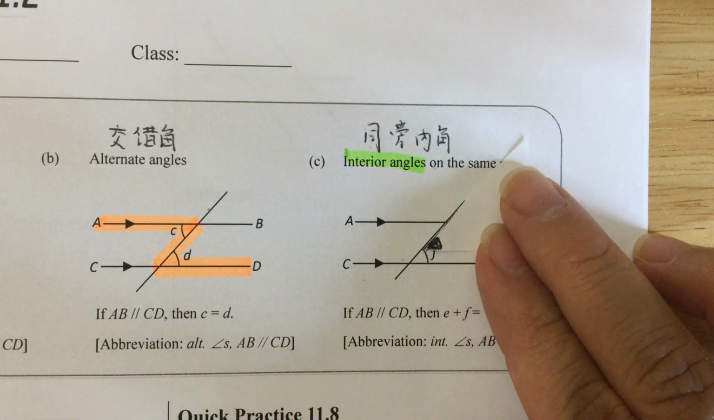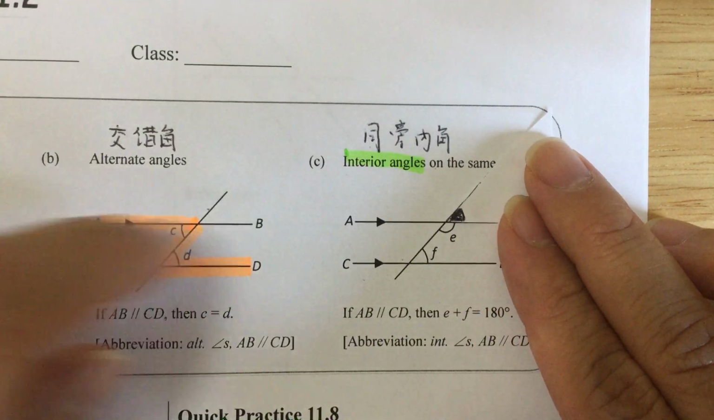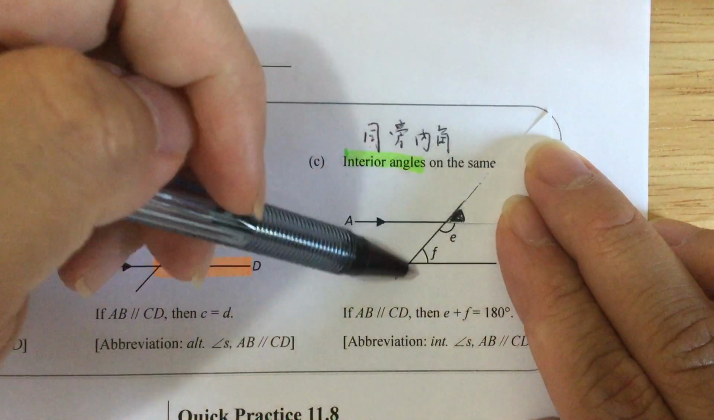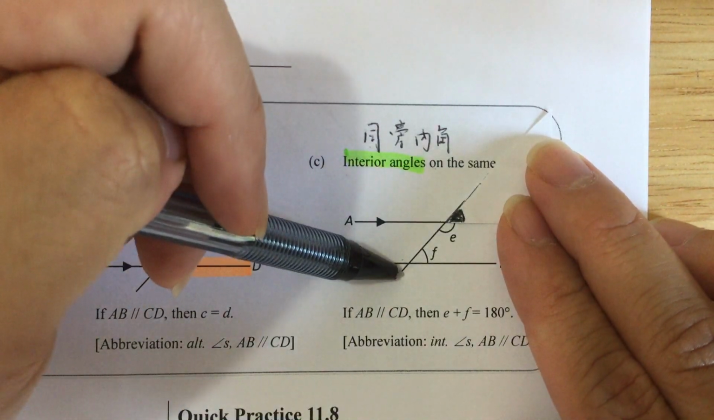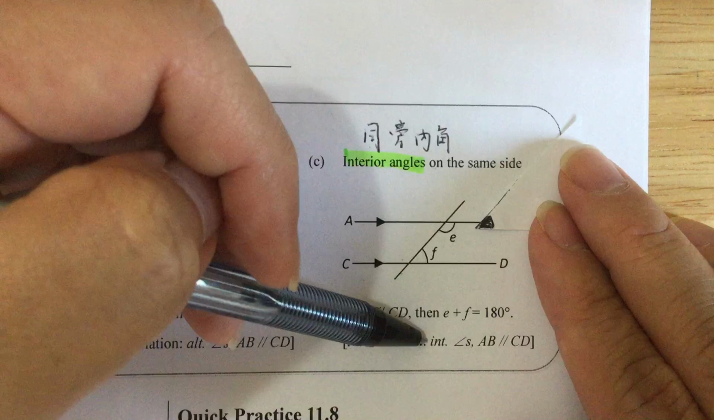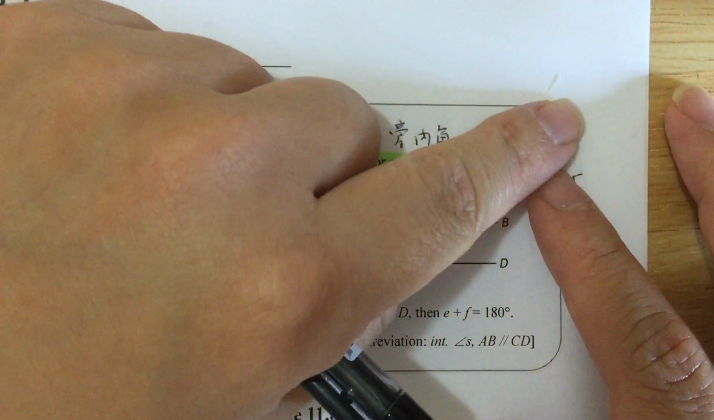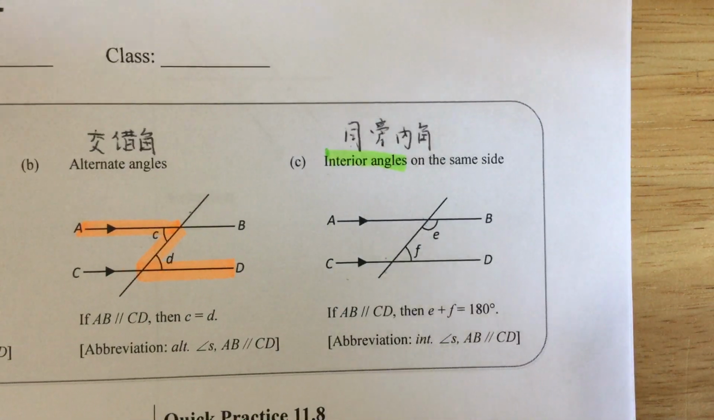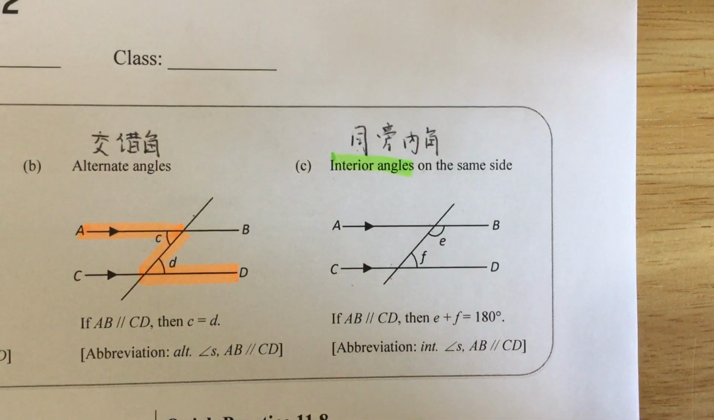We can move it and put it here. So you can see F and E add together to 180 degrees, because they are adjacent angles on a straight line. So we say E and F add up to 180 degrees. We call these interior angles with AB parallel CD. This is the easiest way for you to understand the meaning of the interior angle.